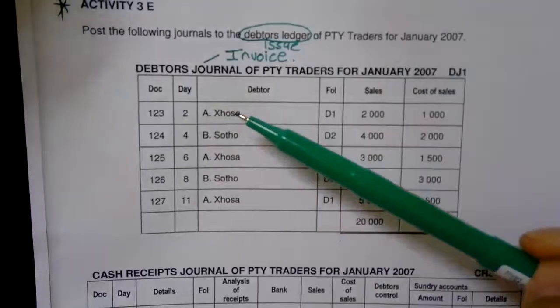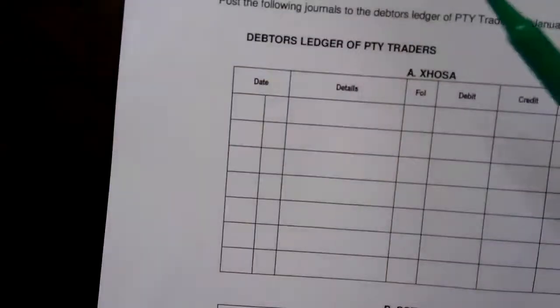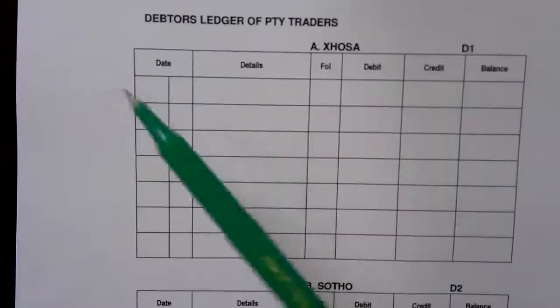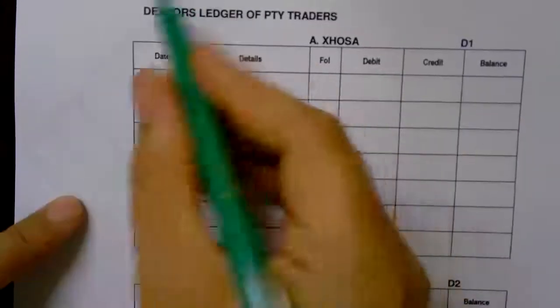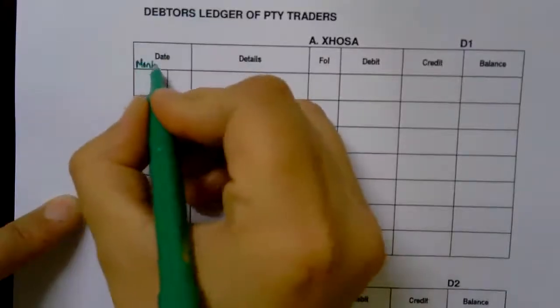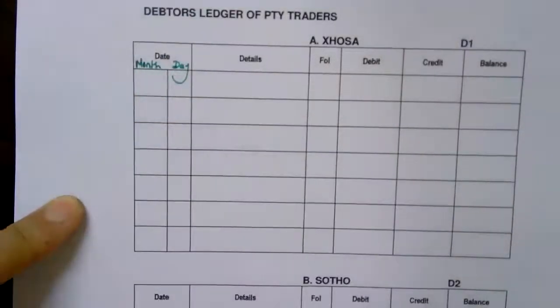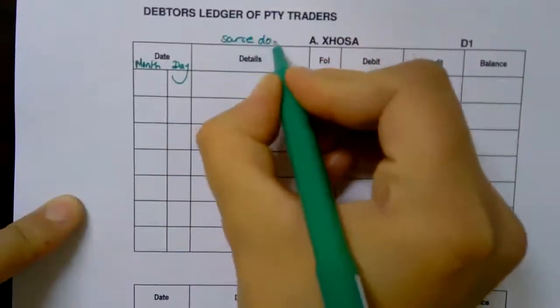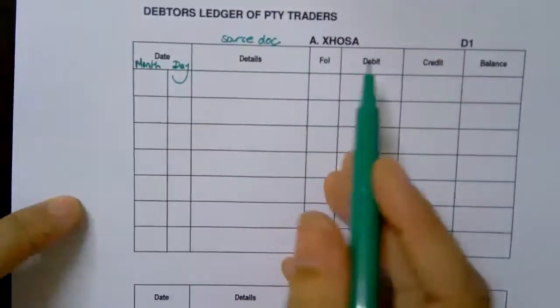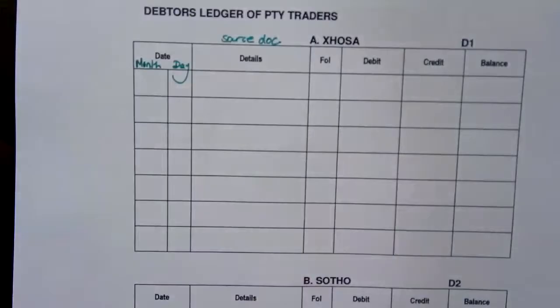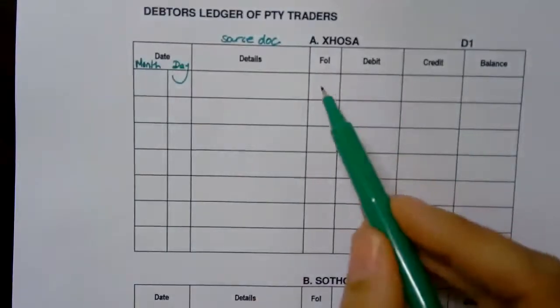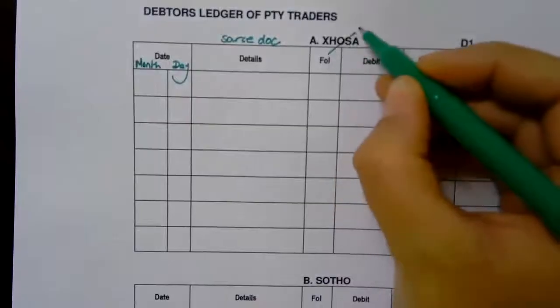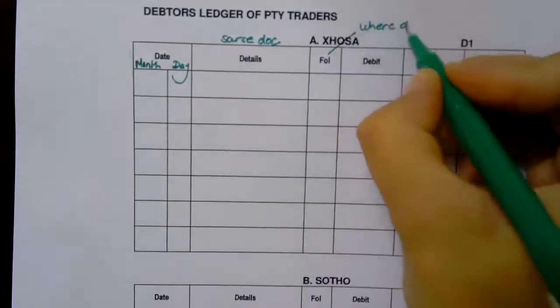Now, let me show you what a debtor's ledger looks like. A debtor's ledger has a column for the date. So usually here on the left-hand side, you will write the month, and here you will write the day. And then you will have the details. Now, this is the source document that you will be giving your data as proof of either a credit sale that took place, or that your debtor has paid money to you to pay off his account. Then you will see a folio. Now, this folio here is where did you get this info?